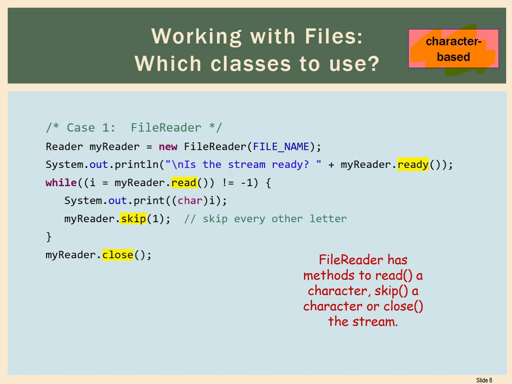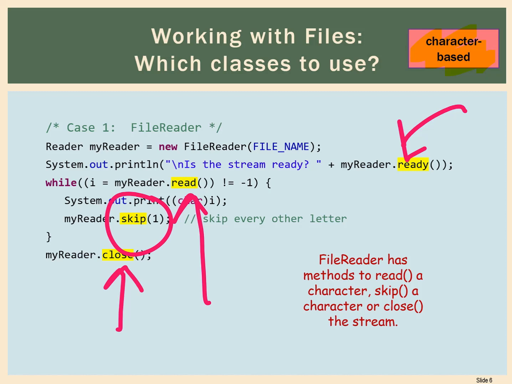Also notice we have a few new methods. We have the very familiar read. We have our close method. We also have a ready method that tells us if the reader is ready to be read, if the file is ready to be read. And we have a skip method. And the skip method allows us to skip a character. So in this case, as I'm reading character by character, I can ask it to skip over a character. This will have the effect of reading every other character.